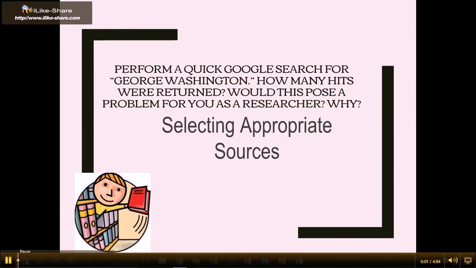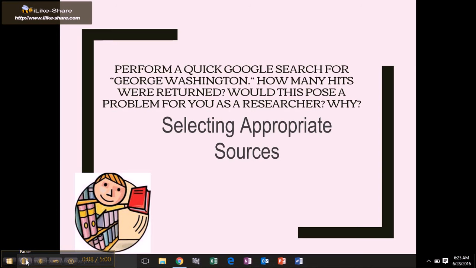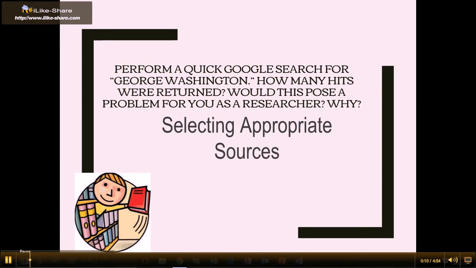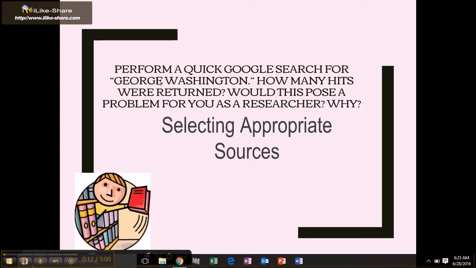This presentation is a little more support on helping you find and select appropriate sources. The best way to learn what to do is to do what you should not do. So we're going to do a quick Google search of the term George Washington and see how many hits are returned and see why this would pose a problem for us as researchers.